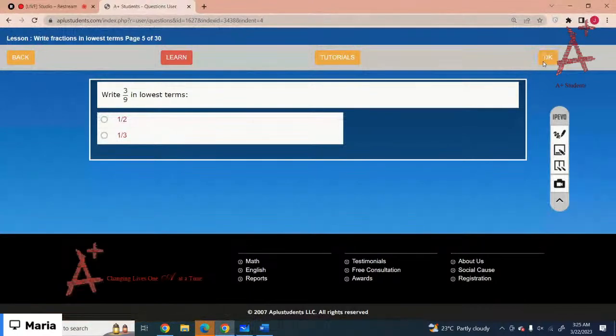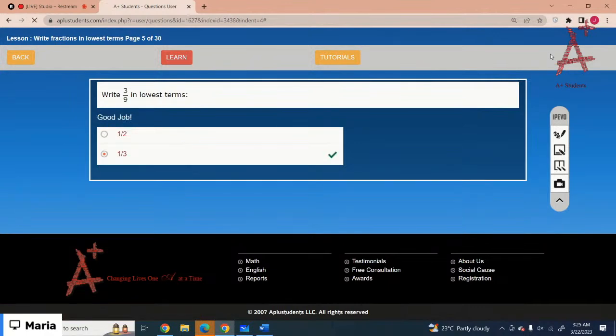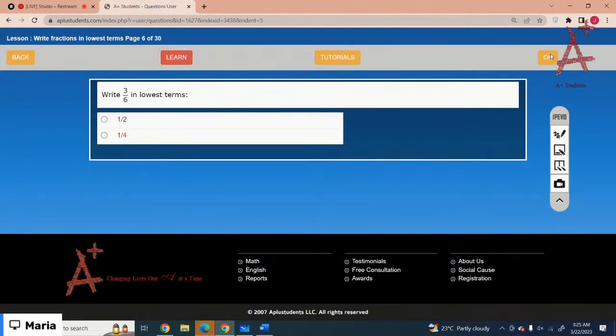Okay, the next one is write 3 by 9 in the lowest terms. So which is the correct option? Which is the greatest number that can divide 3 by 9? You can divide them by 3. Got it? So yes, 3 times 1 is 3 and 3 times 3 is 9. So it would be 1 over 3. Got it? Okay, write 3 by 6 in lowest terms. So which is the correct option? You can divide them by 3. Yes, very good. That would be 1 over 2.